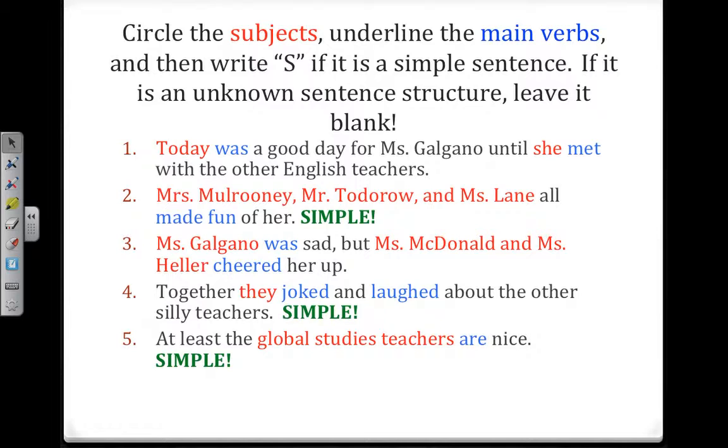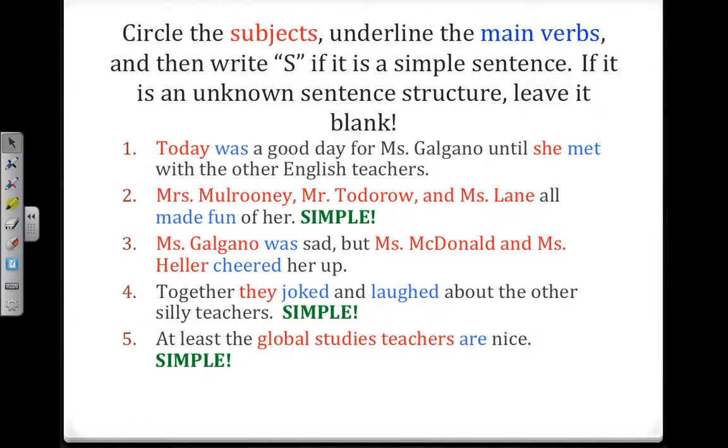On number 4, we see that the sentence is about they, and they are doing two actions, so two action verbs, joked and laughed. But both those joked and laughed relate back to the same subject. So I don't have two pairs of subject and verb, I just have one subject and two verbs. That is okay, that is still an independent clause, that's a simple sentence.